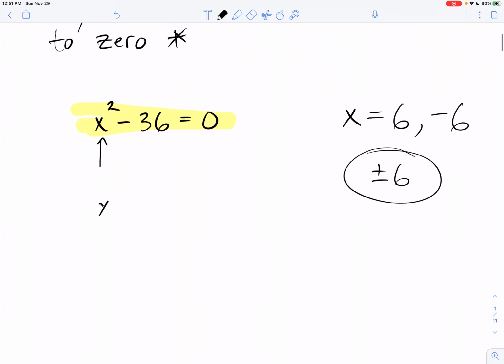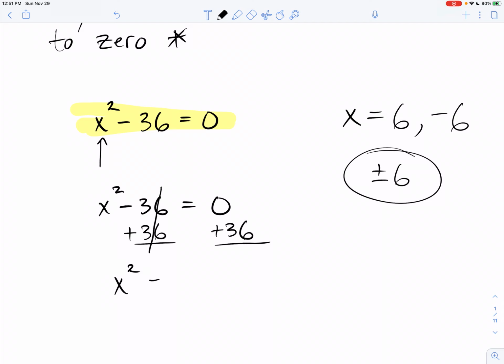I have this as my original, and it's an equation, so I'm going to add 36 to both sides. And if I do that, the -36 cancels. The only thing left over here is x squared. And what does x squared equal? Well, 0 plus 36, it equals 36. So this is why we call this the square root method. I'm going to take the square root of both sides.